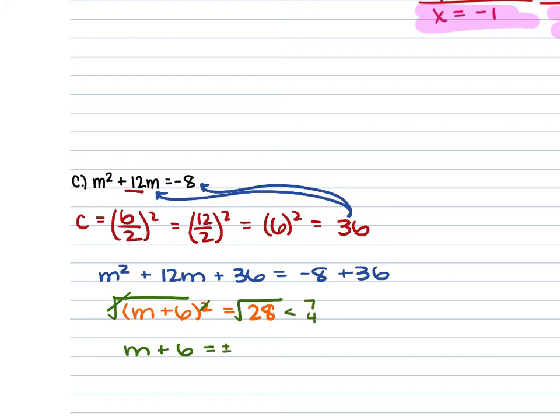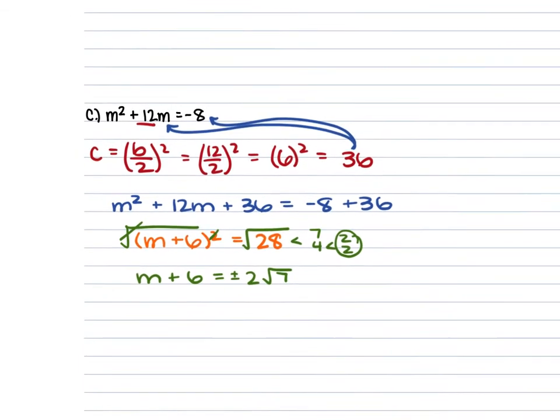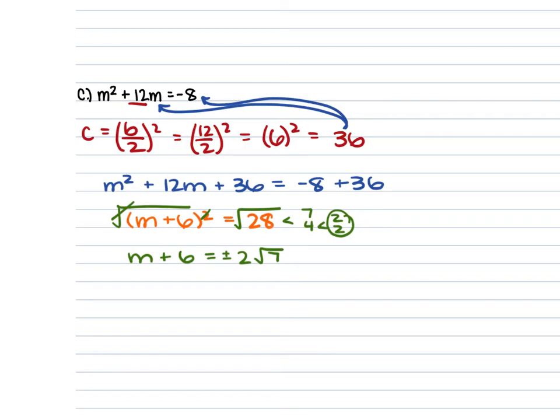28 is 4 and 7. The 4 is 2 and 2. We group up a set of 2, so that's 2. The 7 stays underneath the radical since it doesn't match up with another 7. From here, we're going to move the 6 over. We do not need to separate this into 2 equations because we still have a radical left. So it doesn't have to be separated into 2.